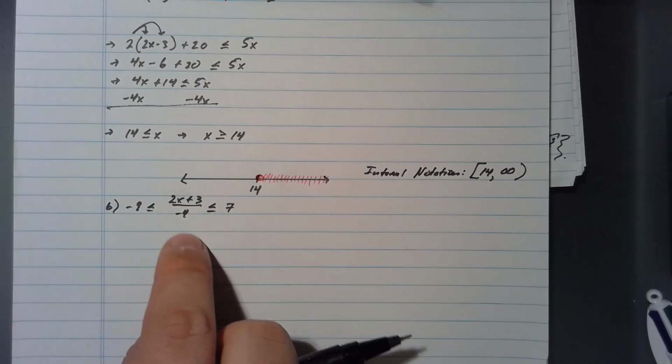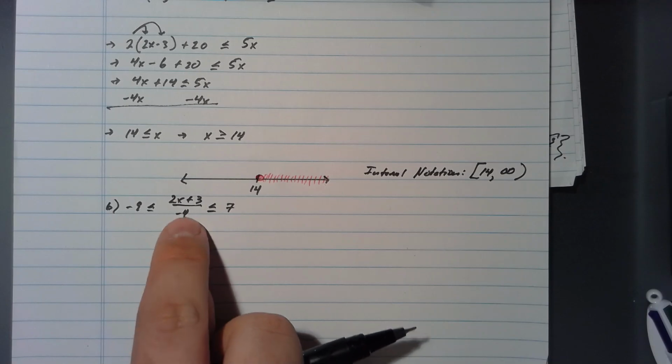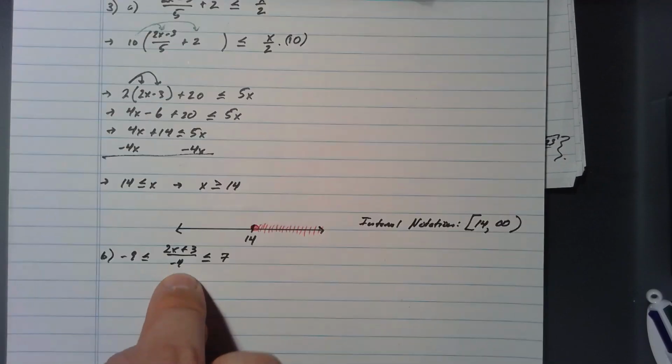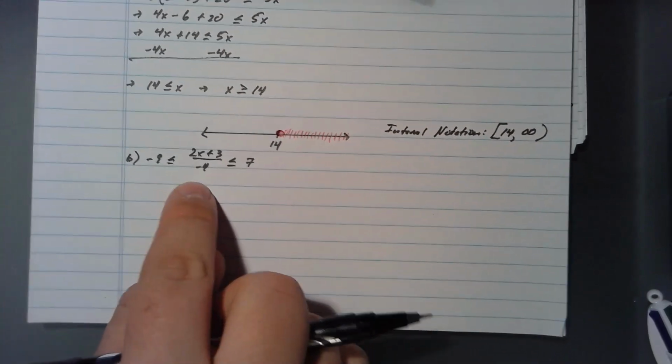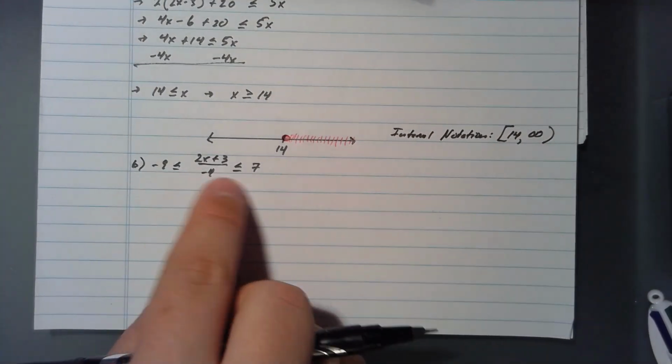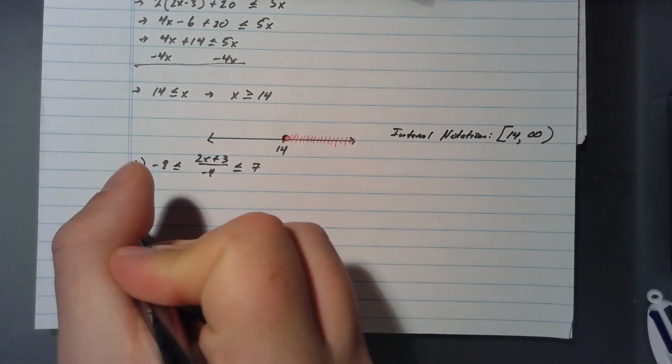Okay? Now again, I don't like fractions, right? So since I only have one fraction here, and not multiple fractions like the first problem, I could just get rid of it by multiplying all three sides by the denominator, which is -4. So let's do that.